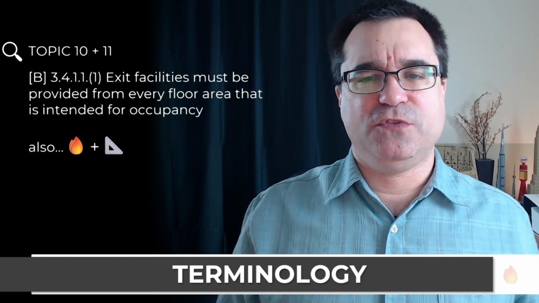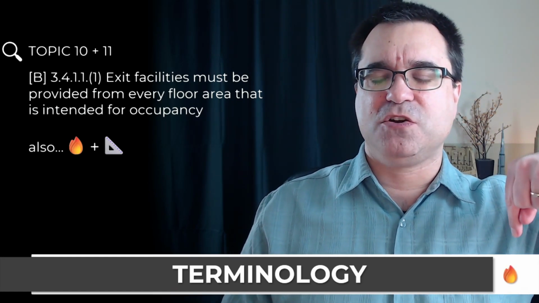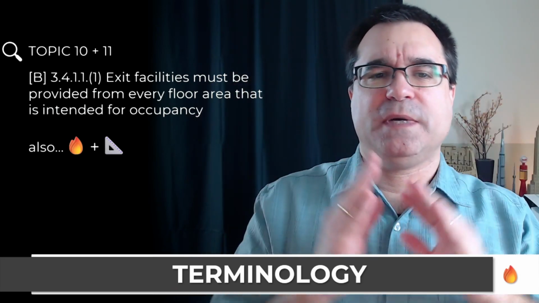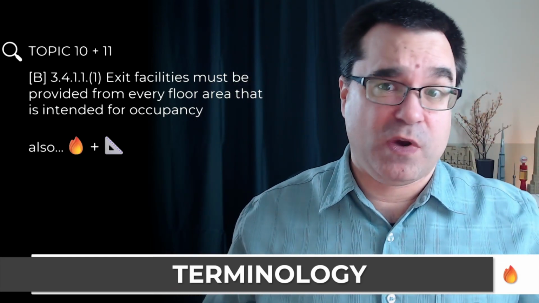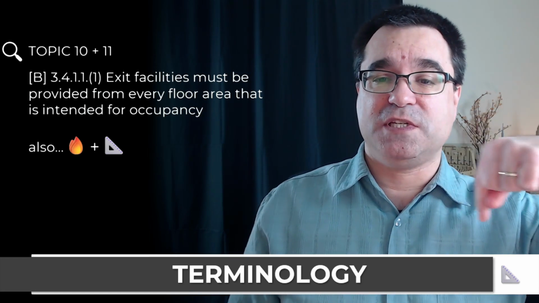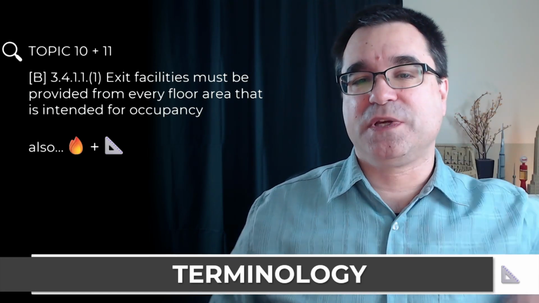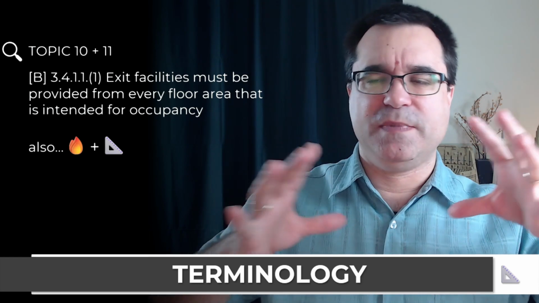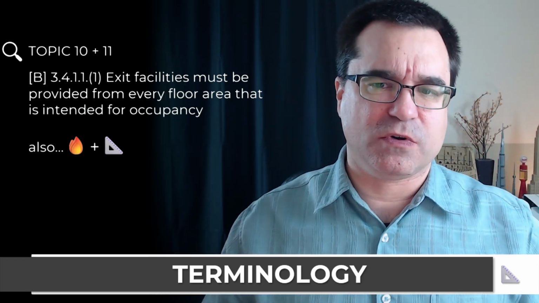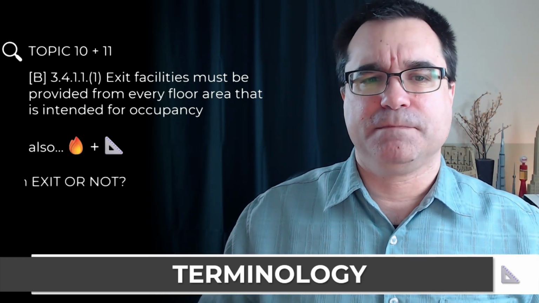For this topic, I'm going to use the same imagery that I used for topic 11. So that means that if you see a little flame here, then generally what we're chatting about is going to be the fire rating of whatever it is that we're chatting about. And if you see a little triangle, a measuring tool here, we're going to be talking maybe about dimensions and locations, more of the geometry of that aspect, okay?